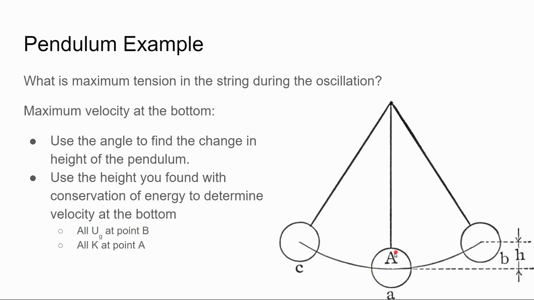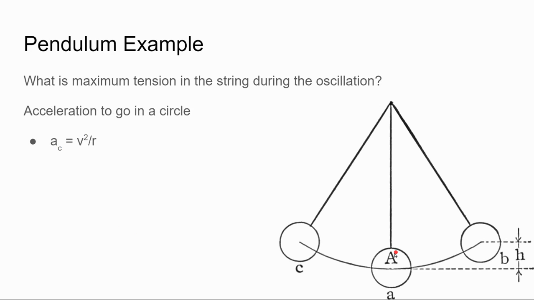But why do I care about velocity? Well, I care about velocity because this thing is going in a circle. If it was going fast enough, it would go all the way around in a circle. And so right here at the bottom, the ball, although it's not speeding up or slowing down, the direction of the ball is changing, which means that it is accelerating towards the center of the circle.